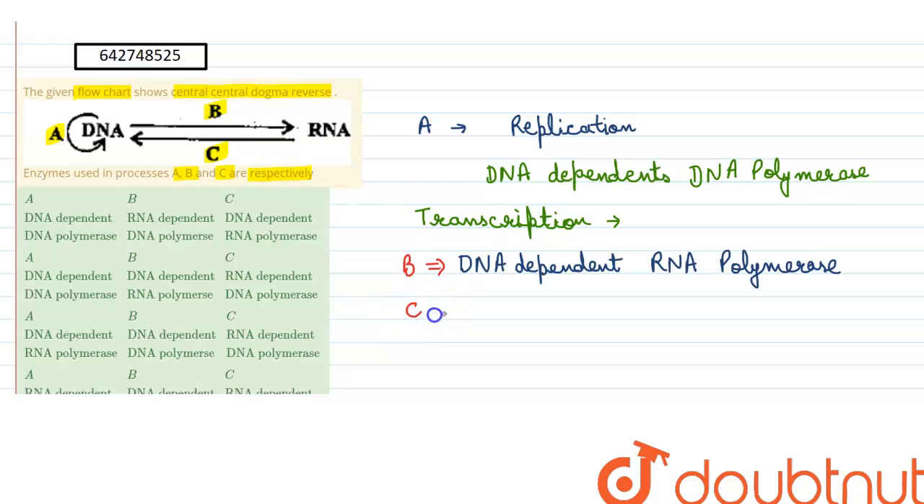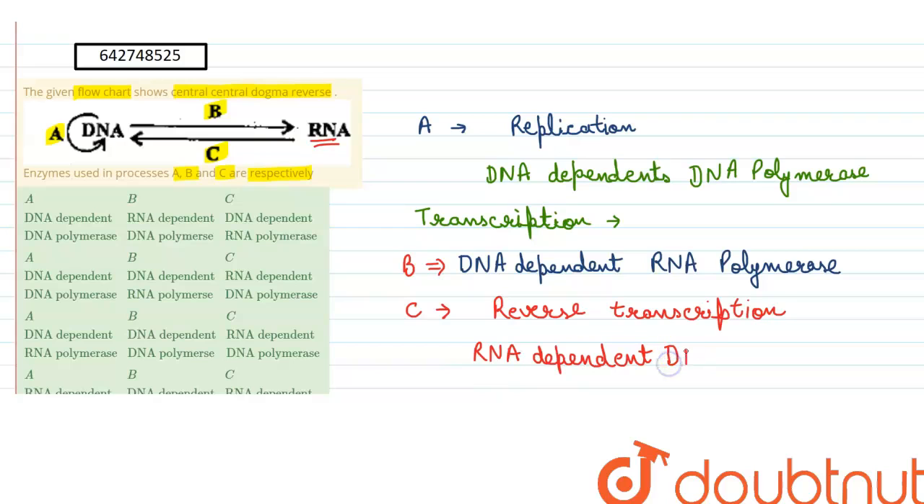Now talking about C. From C we can see that DNA is formed from RNA, which is a very rare process, and it is called reverse transcription. This process is reverse transcription, right? Now here the RNA acts as template. So the enzyme is RNA dependent, and the new molecule that is being formed is of DNA. That means it is DNA polymerase. So the enzyme is RNA dependent DNA polymerase.